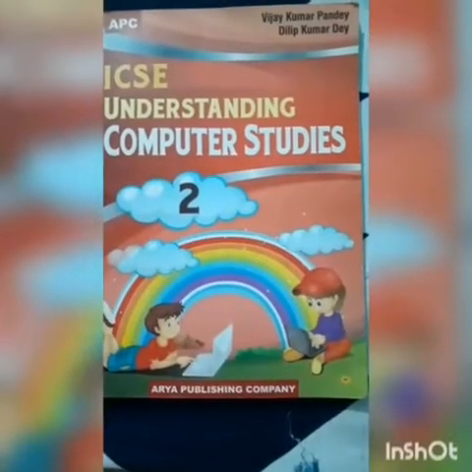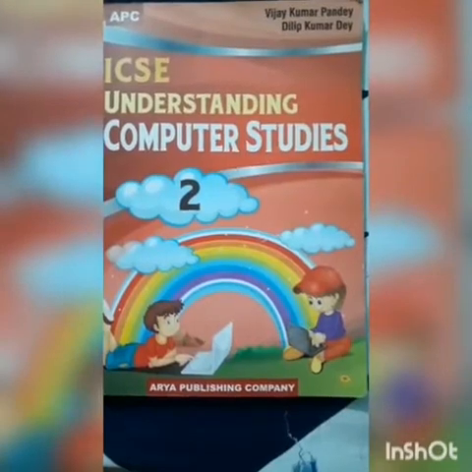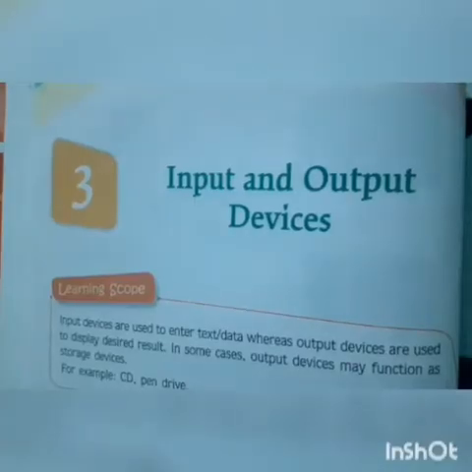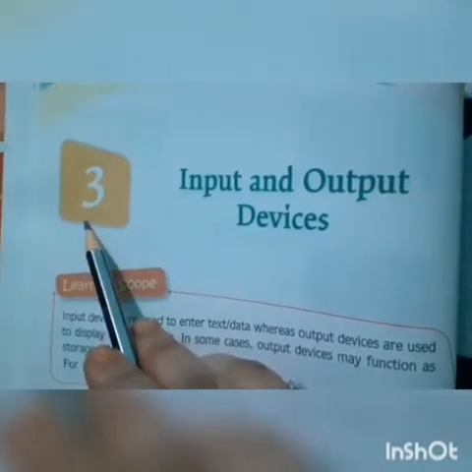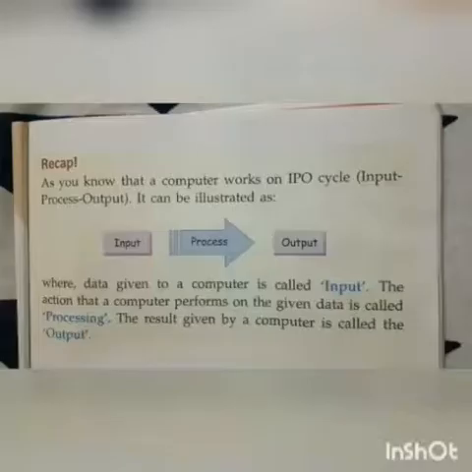So without wasting any time, children, this is your book, ICSE Understanding Computer Studies, and today we'll be going to start a new chapter. Okay children, open page number 32. Today we are going to start a new chapter, chapter number 3, Input and Output Devices. And move on to page number 33.